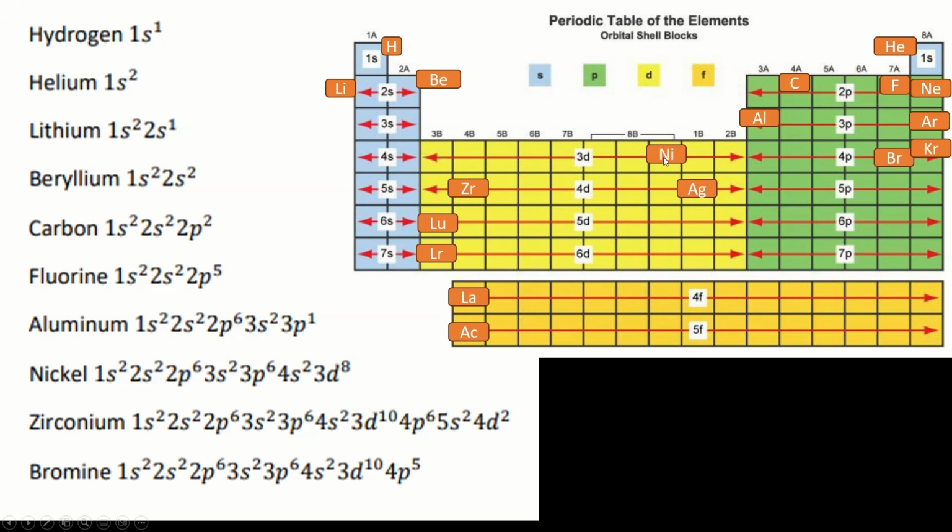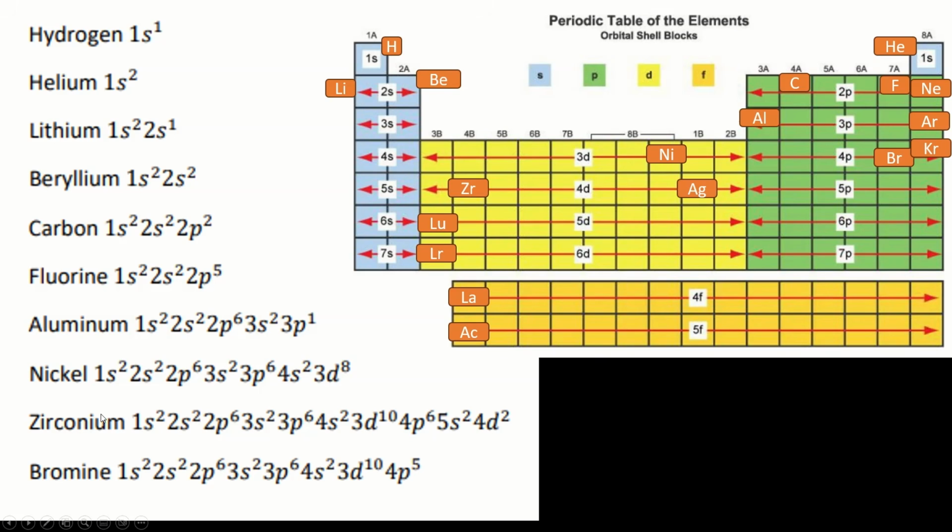Nickel, starting from the very top, going left to right, then going down a period, reading left to right. To get to aluminum, we go 1s², 2s², 2p⁶, 3s², 3p⁶, and what I should say is I'm trying to get to nickel. Then we make it to our 4s², and now we're in the D block, the 3d set of electrons. To get to nickel, we go 1, 2, 3, 4, 5, 6, 7, 8. So 3d⁸.